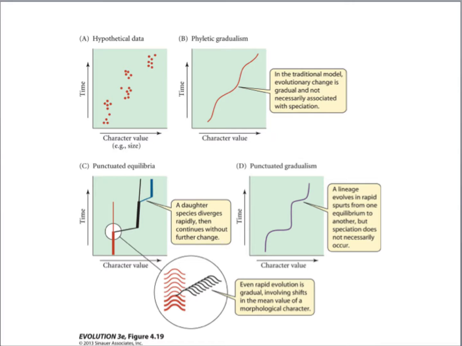Is it rapid? Is it slow? Is it gradual? And then the same thing for speciation. Is that rapid or is that slow? And then are those two things correlated? Do they occur at the same time? Does morphological change and speciation happen at the same time or not? There are a number of hypotheses, and we're going to focus on a couple in this class.